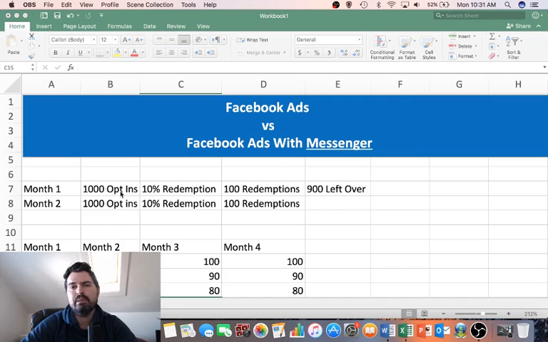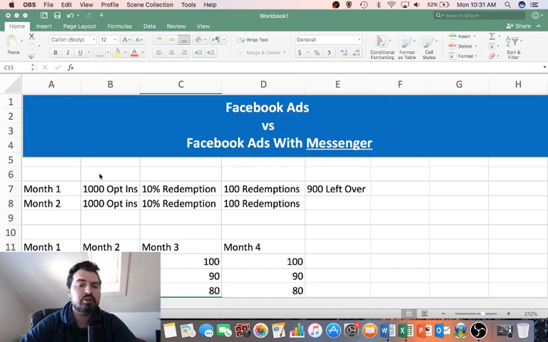Okay, 1,000 people want that coupon. And let's say the reality is only 10% of those are actually going to come into the restaurant and redeem. Okay, so I get 100 redemptions out of the 1,000 people that opt in. But I still have 900 people who didn't redeem yet, but I would consider hot leads because they did want the coupon, but for whatever reason, they just didn't come into the restaurant.